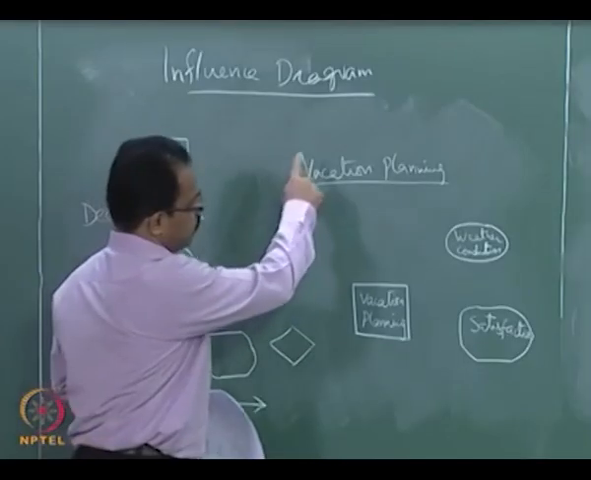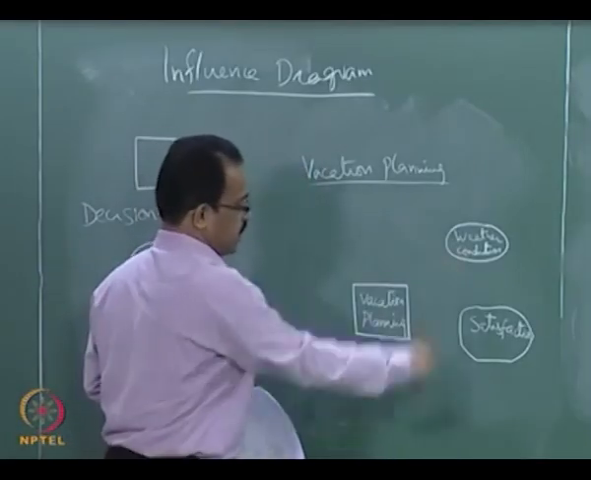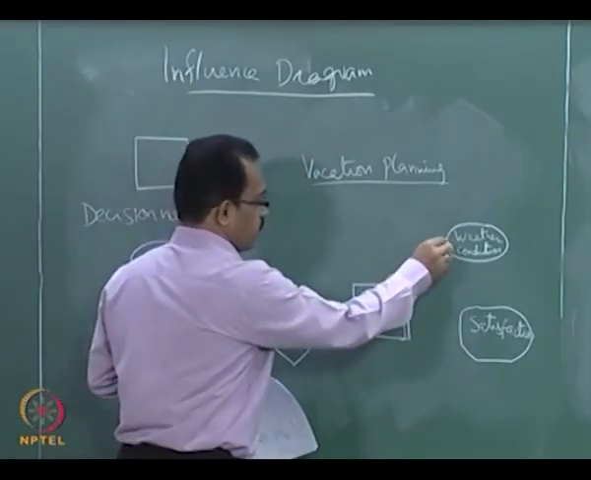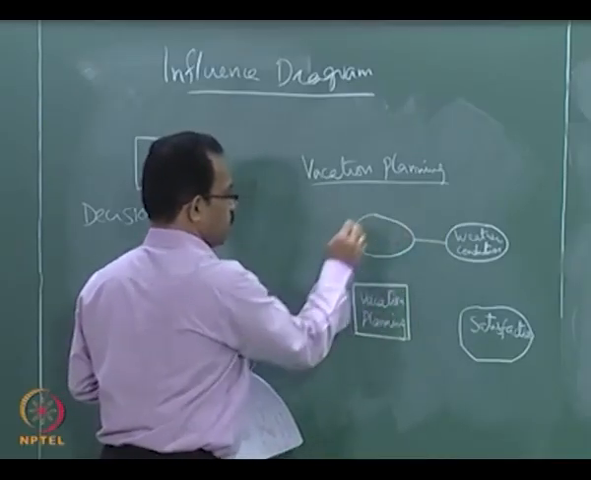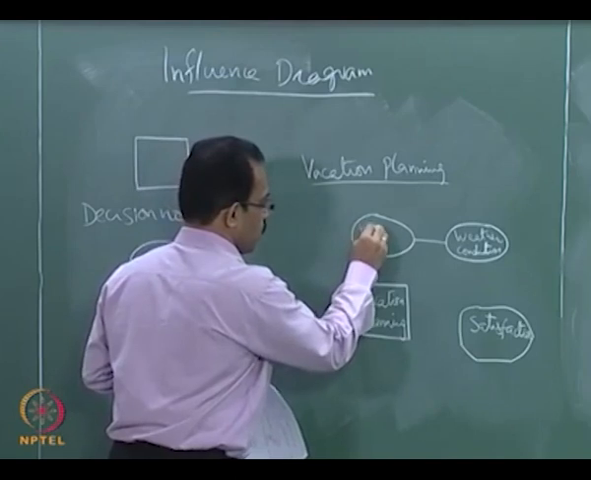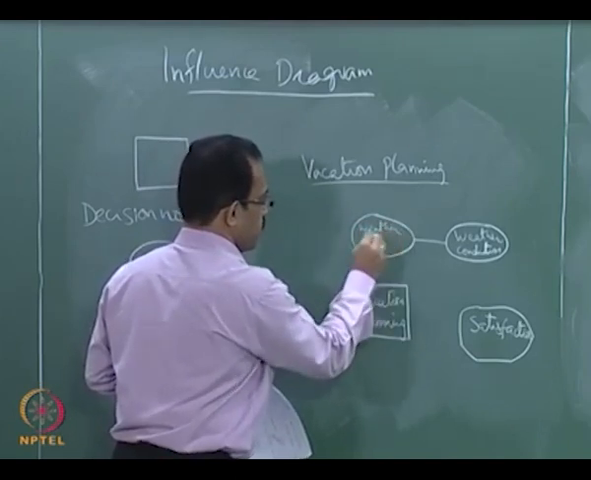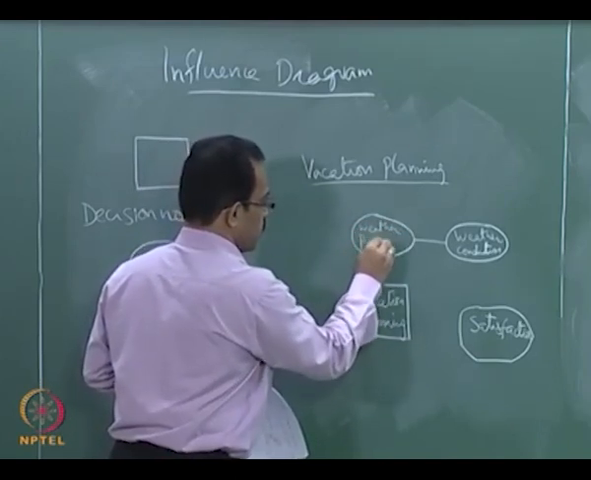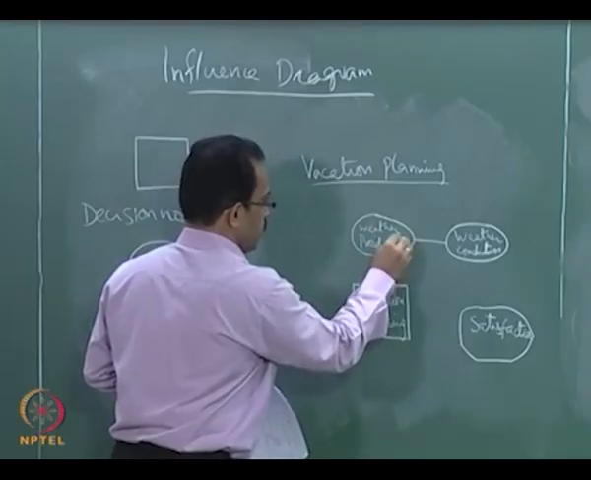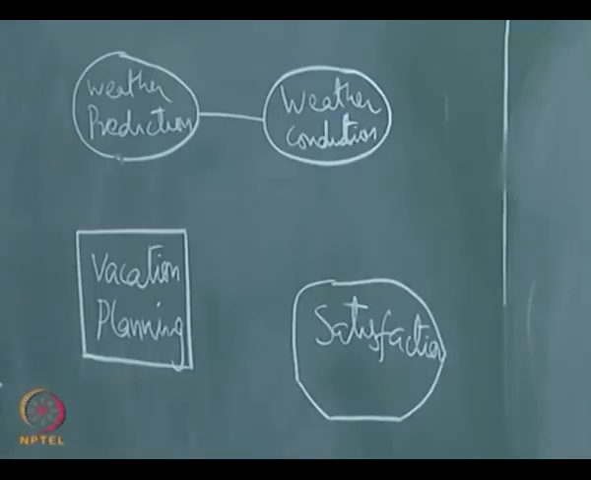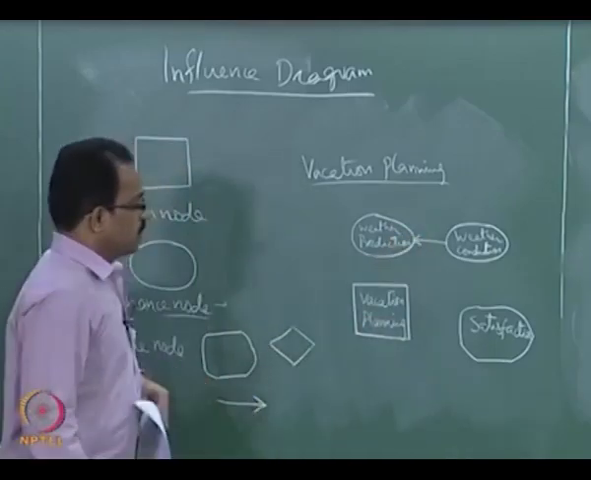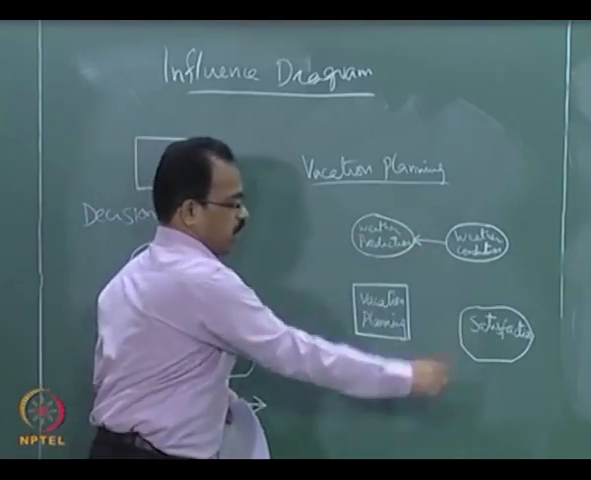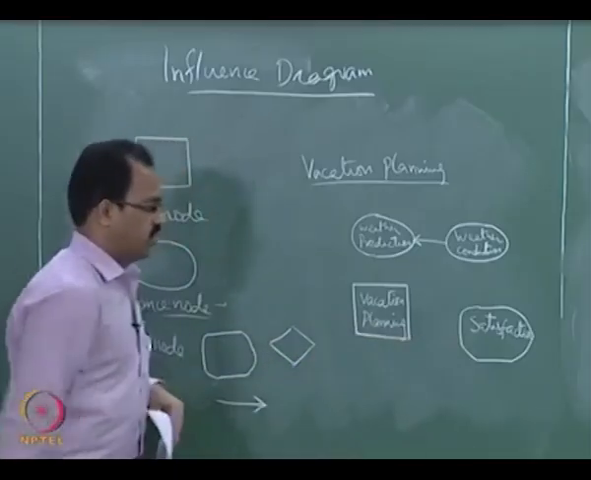So that is why we can show in the influence diagram the weather condition, and then the weather condition can be obtained from another possibility, that you can have the weather prediction data. So weather prediction may be available, which can be used for decision making. So that is the weather prediction. So these are the two chance nodes, and this is the value node, this is the decision node.